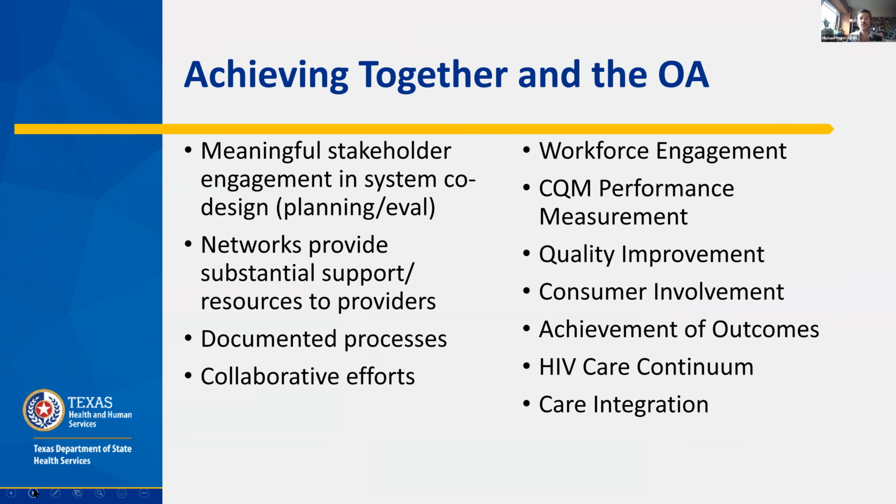So meaningful stakeholder involvement in system co-design and planning evaluation is what Achieving Together is about. It's also front center in Achieving Together. It's part of Fast Track Cities. It's the National HIV/AIDS Strategy. Almost every single HIV priority initiative that touches us is about meaningful stakeholder engagement. Also, we have networks that can provide substantial support and resources to providers. This is thinking about how you support the agencies and how DISHS supports you in the context of Achieving Together.